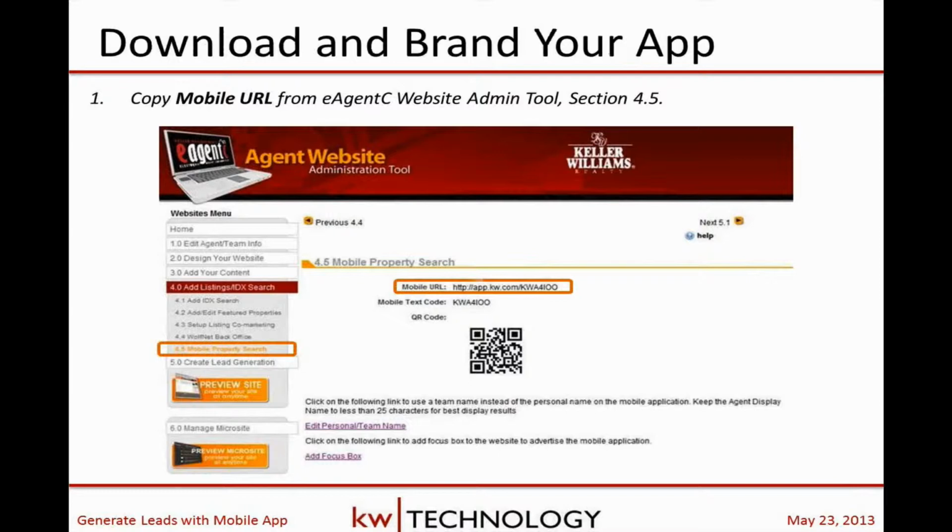Once the app is released, each of you will go into your eAgency website admin tool. On the left side under the Websites menu, you see that I've clicked 4.0 and then 4.5, which is Mobile Property Search. There you see in the middle of the screen, you've got 3 new fields: mobile URL, mobile text code, and QR code. We'll talk more about the text code and the QR code in a few minutes, but right now I want you to focus on the mobile URL, and the first thing that you're going to do is to come in and copy that URL.